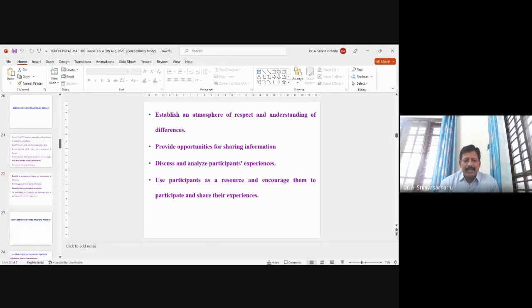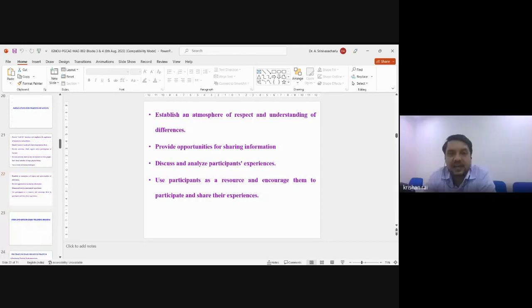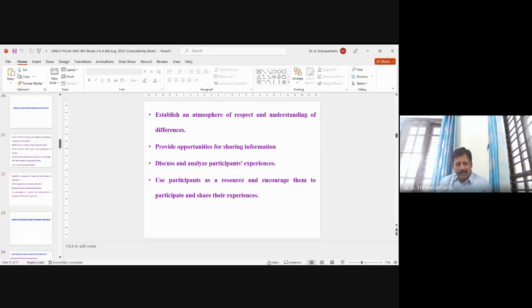Yes, you can read out, Mr. Krishnan. Establish an atmosphere of respect and understanding of differences, provide opportunities for sharing information, discuss and analyze participants' experiences, use participants as a resource, and encourage them to participate and share their experiences. I think you understood, right? Yes, sir. Especially the fourth point, use participants as a resource, is very important.